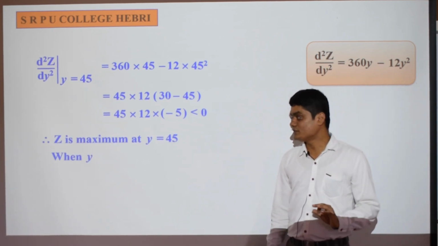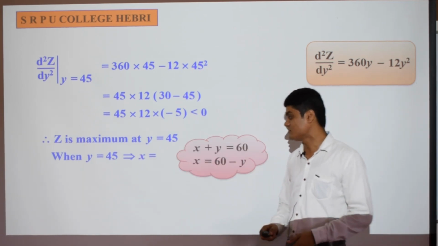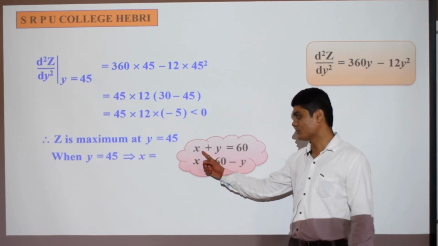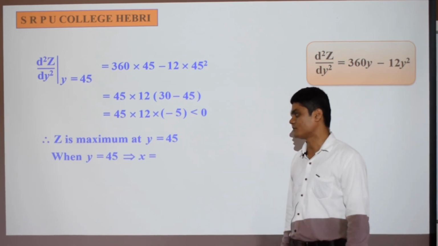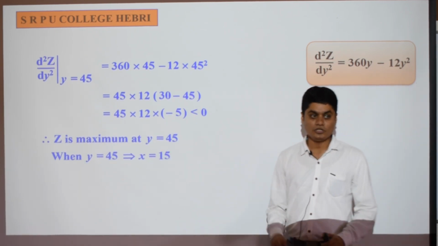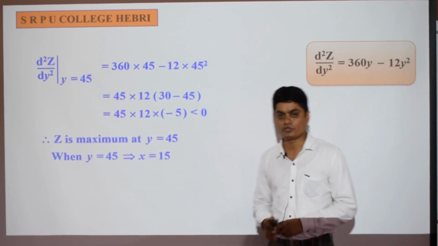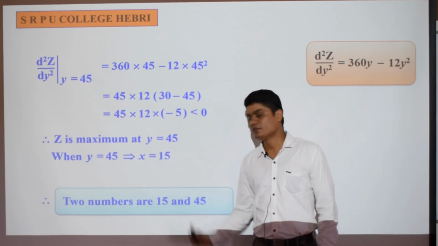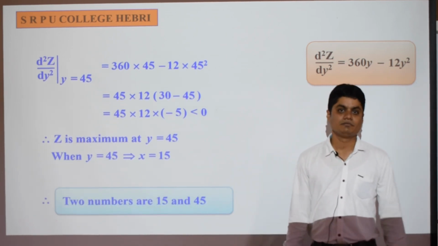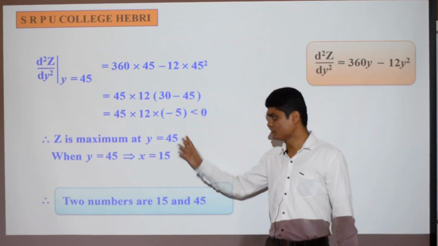Then when y is equal to 45, you have to find out the value of x. When y is equal to 45, you substitute in x plus y is equal to 60. Then x is equal to 60 minus 45, which is equal to 15. So the function will attain maximum when y is equal to 45 and x is equal to 15. Therefore the two required numbers are 15 and 45, or 45 and 15. I hope you understood. Be careful with simplification, and you can definitely use a calculator.